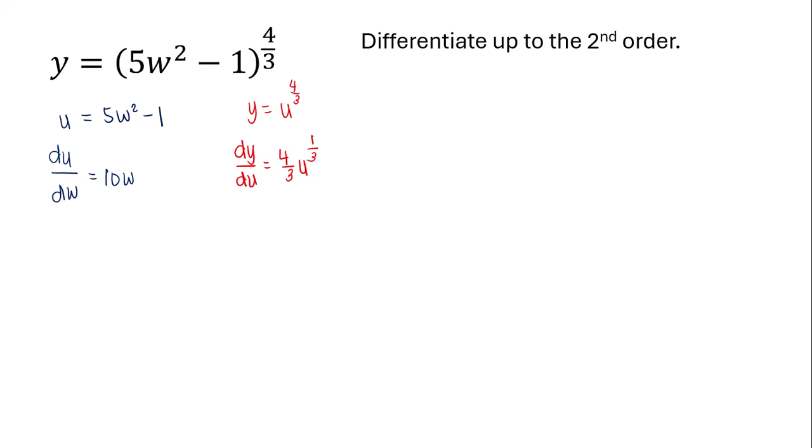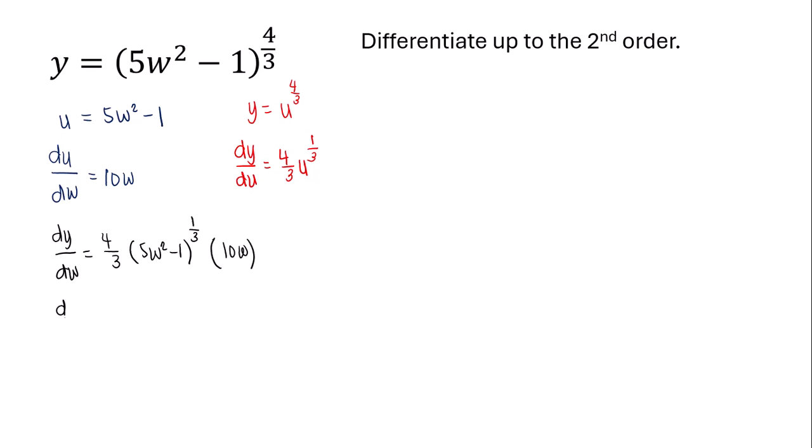We also have du/dw, and y and u. So apply the chain rule to find the first derivative. Okay, so we have here dy/dw is equal to dy/du, which is 4/3, times the inner function 5w squared minus 1 to the power of 1/3, times du/dw, which is 10w.